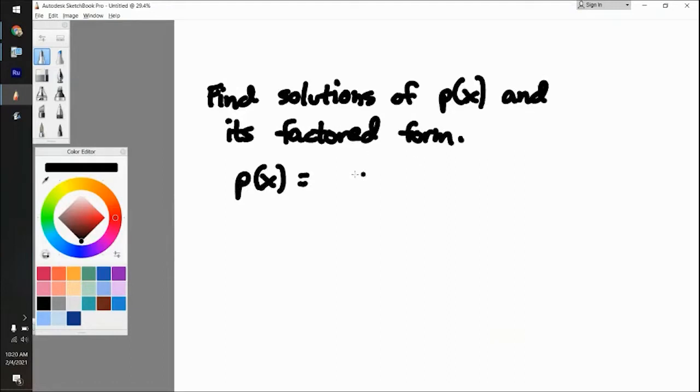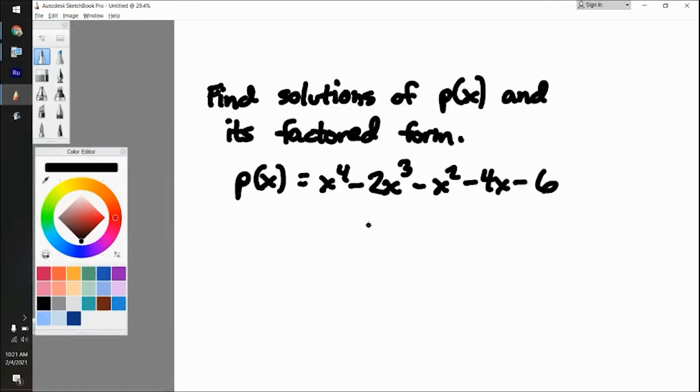Okay, I'm going to say P of X is equal to x to the fourth minus 2x to the third minus x squared minus 4x minus 6. Okay, holy cow, that's a lot. Step one on this would be to figure out what the real roots are. Let's see, should I have you use your calculator? Yeah, we'll just have you use your calculator on this.